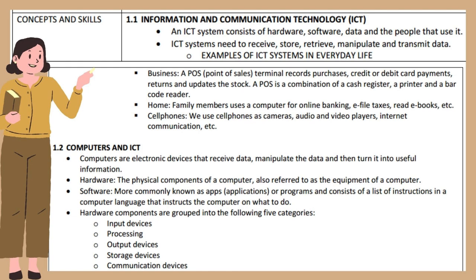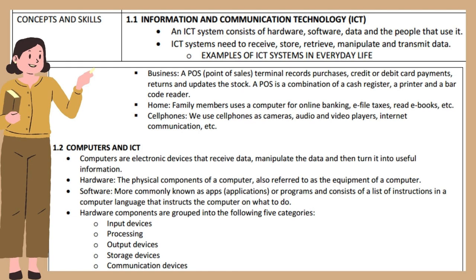Business: a POS, point of sale, terminal records purchases, credit or debit card payments, returns and updates the stock. A POS is a combination of a cash register, a printer and a bar code reader. Home: family members use a computer for online banking, e-file taxes, read e-books, etc. Cell phones: we use cell phones as cameras, audio and video players, internet communication, etc.